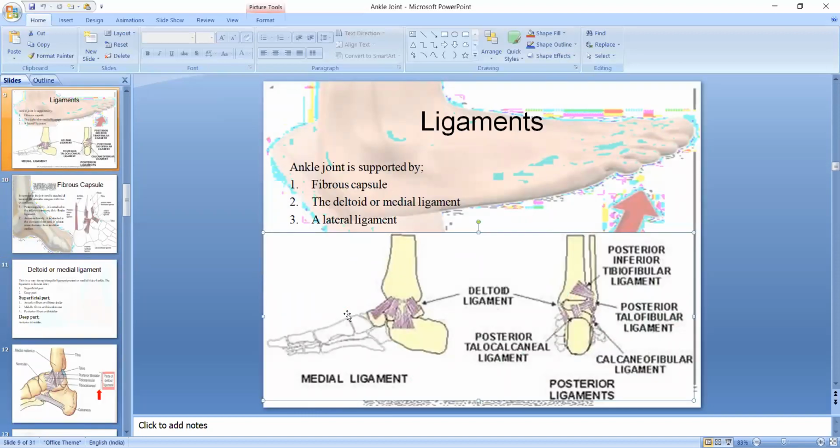Now we are discussing the ligaments. The ankle joint is supported by these ligaments and capsules. These are the fibrous capsule, the deltoid or medial ligament, and the lateral ligament. This is the deltoid ligament, and we call it the medial ligament because it is located on the medial side of the foot.